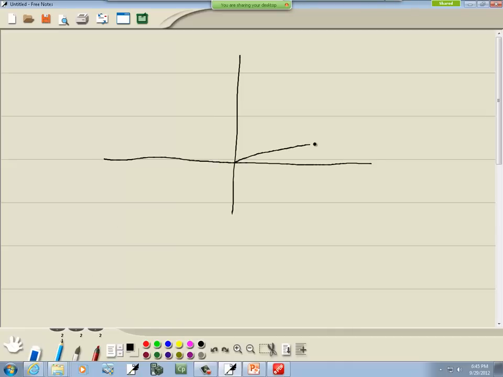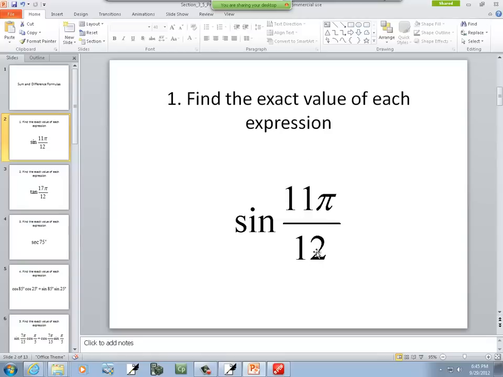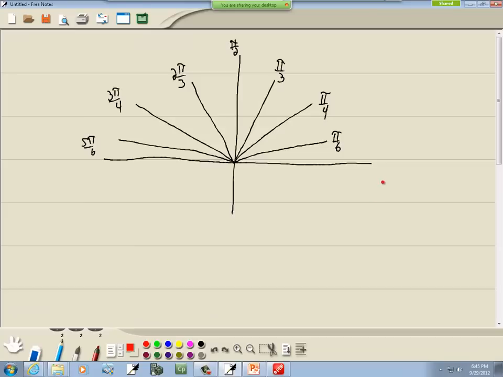Well, this over here is pi over 6. This is pi over 4. This is pi over 3. And this is pi over 2. This is 2 pi over 3. This is 5 pi over 6. And 3 pi over 4. Well, the denominator here is 12, so let's rewrite all these with 12.